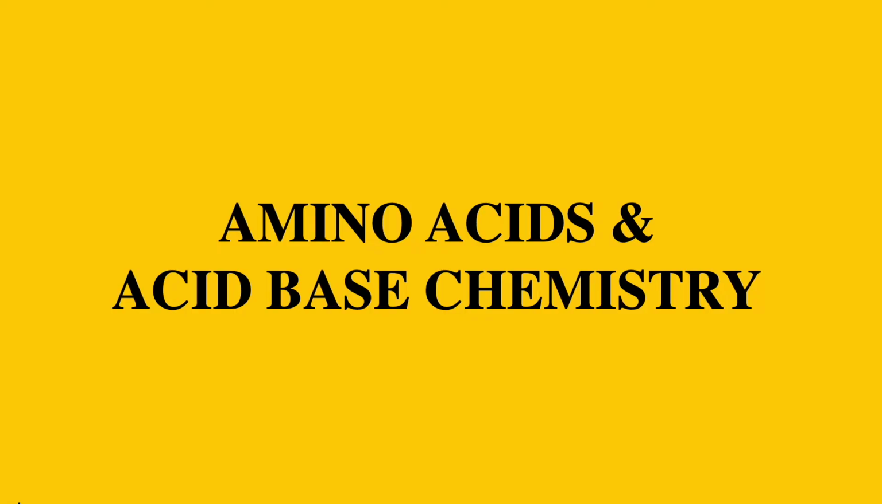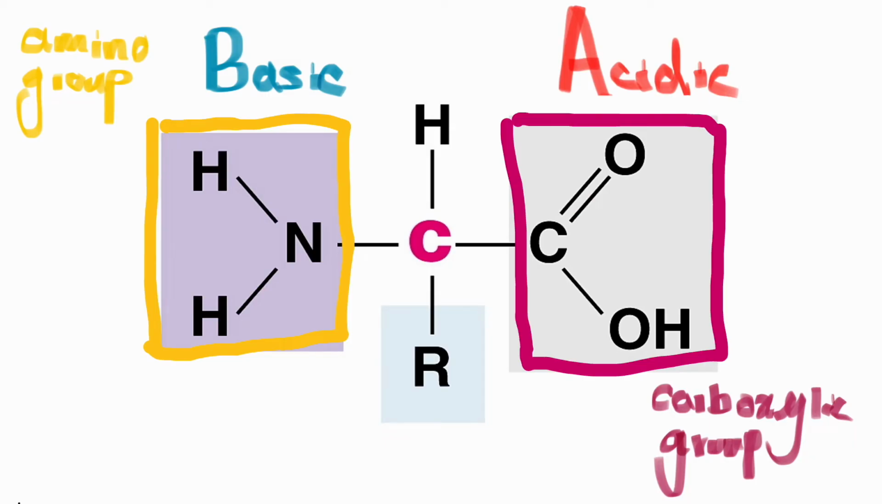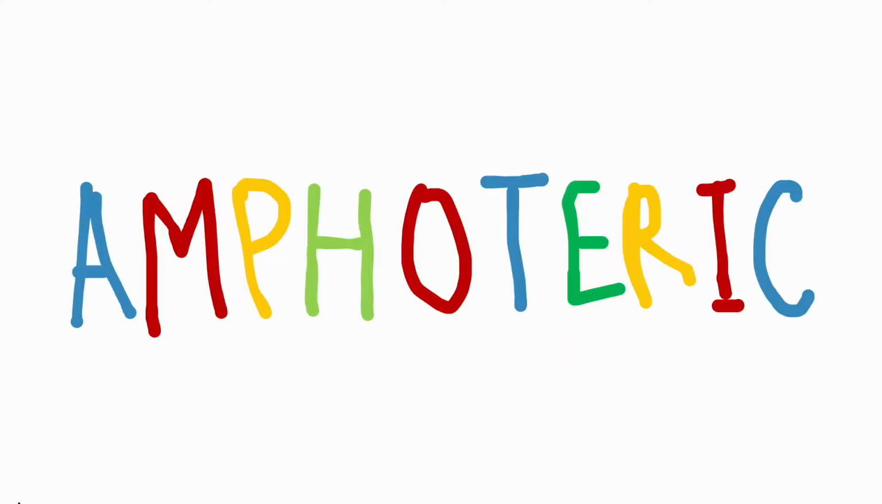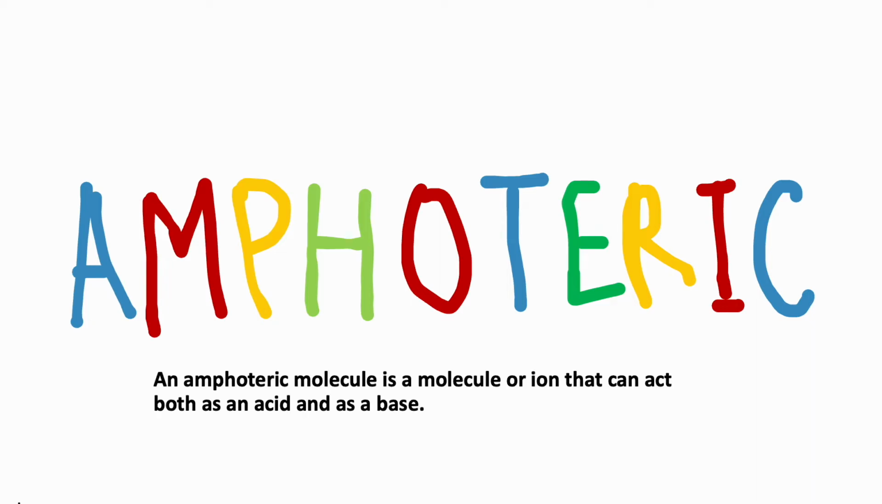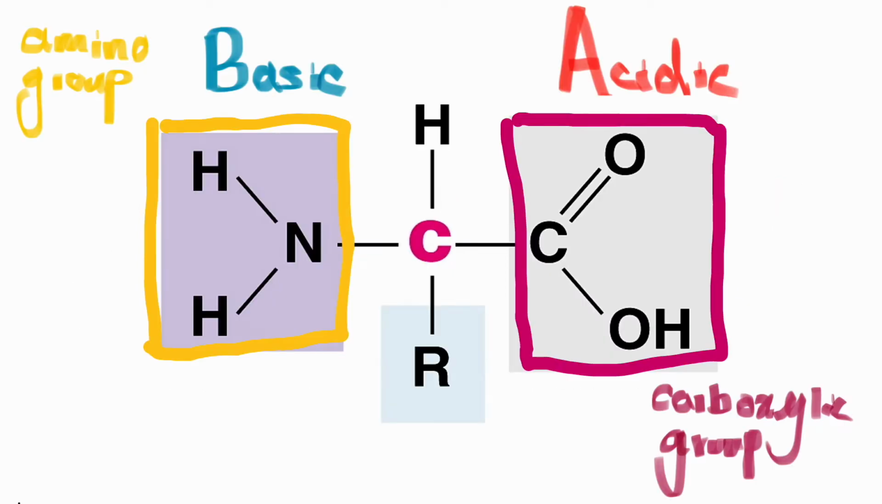The reason why amino acids are discussed in acid-base chemistry is because they contain the amino group and the carboxylic functional group. The amino group is basic or alkaline in nature, and the carboxylic group is acidic in nature. This is why amino acids are also considered amphoteric. By definition, an amphoteric molecule is a molecule or an ion that can act both as an acid and a base. Because amino acids contain the carboxylic acid group and the amino group, they behave both as an acid and a base.